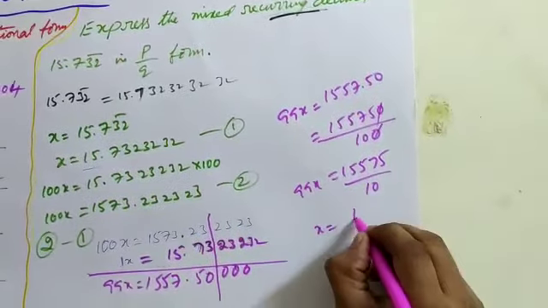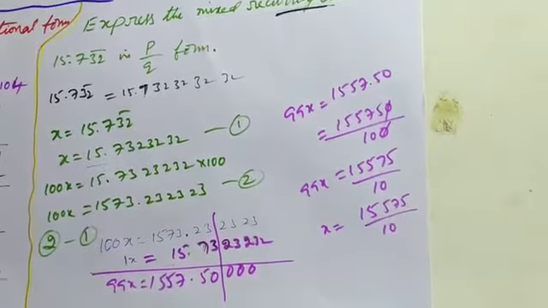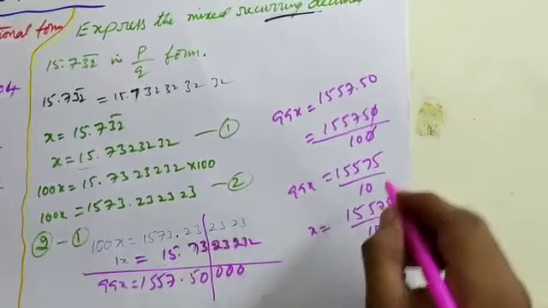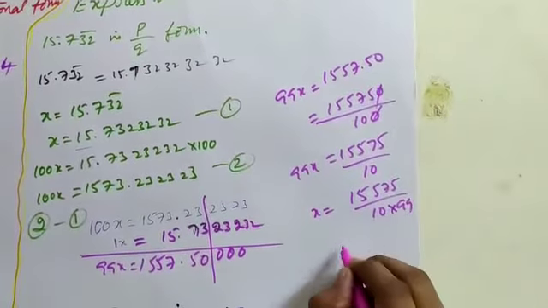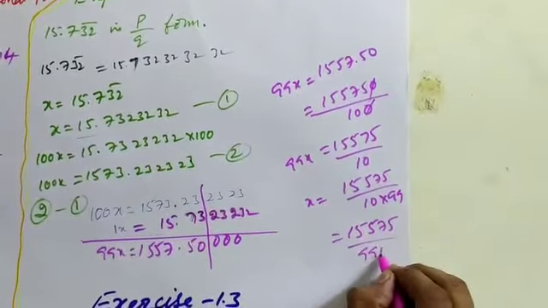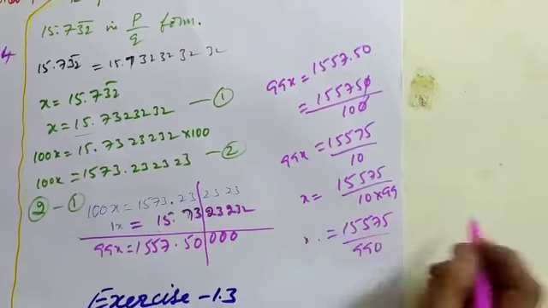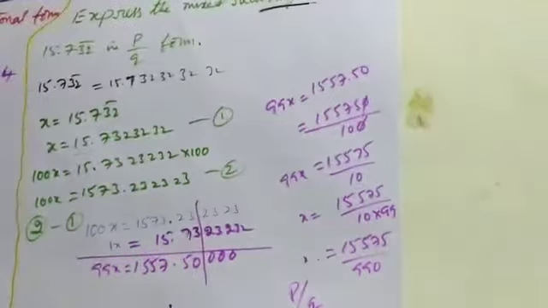Therefore x is equal to 15575 divided by 10. The 99 transfers to the right side, the number becomes reciprocal, into 99. That means divided by 99. This is the P by Q form.